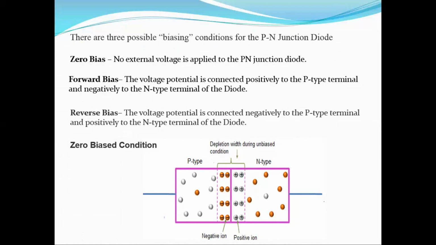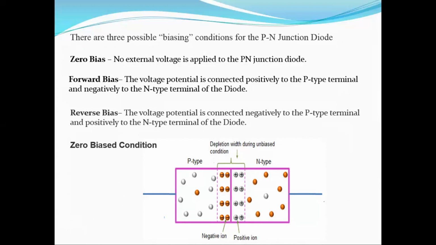So basically we have three biasing conditions. One is the zero biasing condition, where no external voltage is applied to the p-n junction diode. Then we have the forward bias and the reverse bias conditions. We'll see them one by one. First, the zero biased condition, in which there is no external voltage applied to the p-n junction diode.